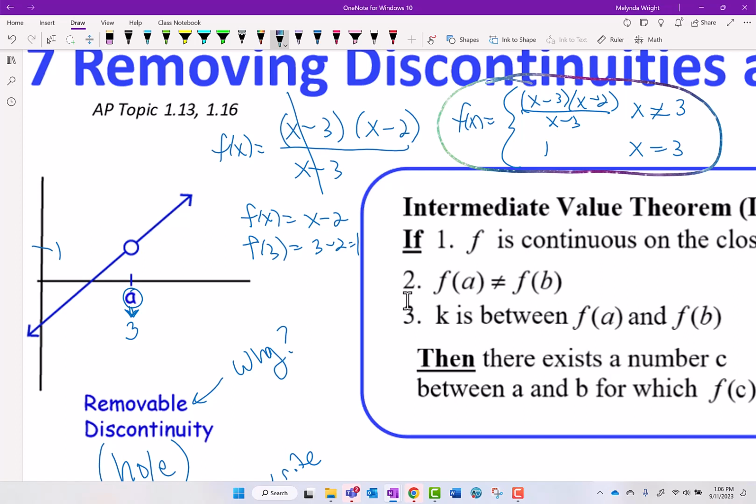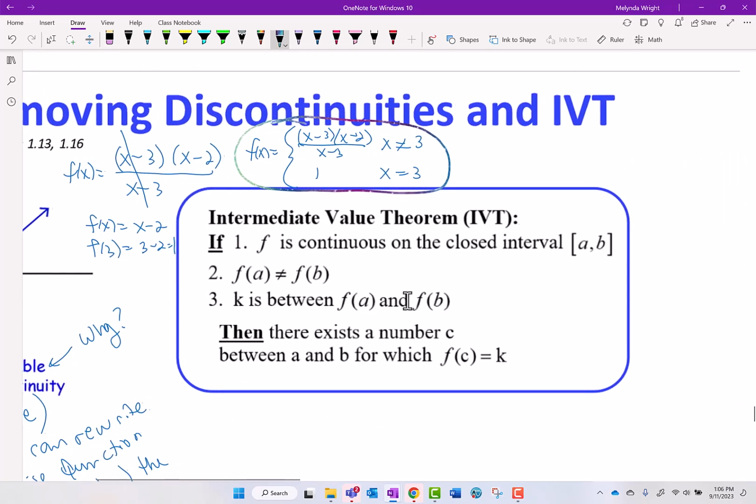The second one, which is really going to take up most of our time, is a new theorem, the intermediate value theorem. All right, intermediate value theorem. So this is a big deal, the intermediate value theorem.